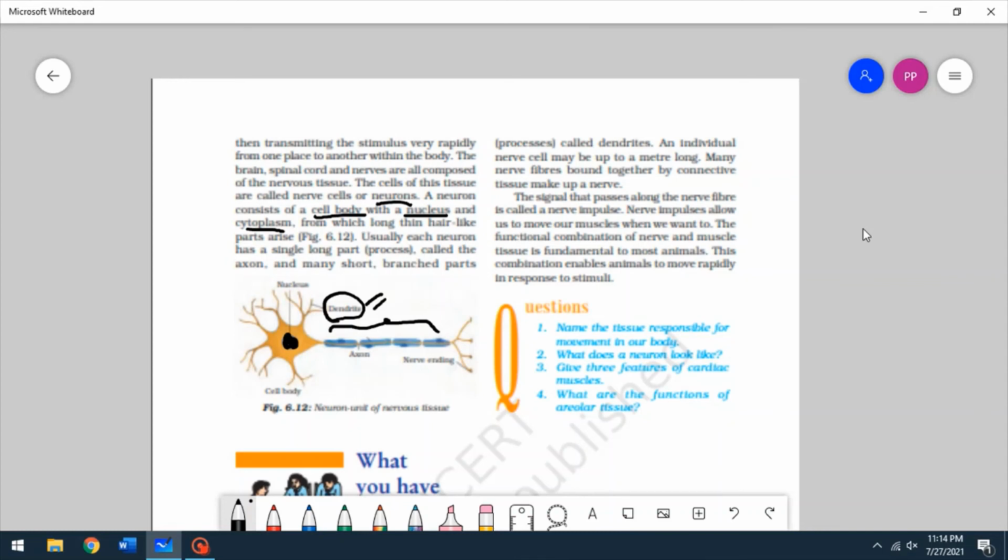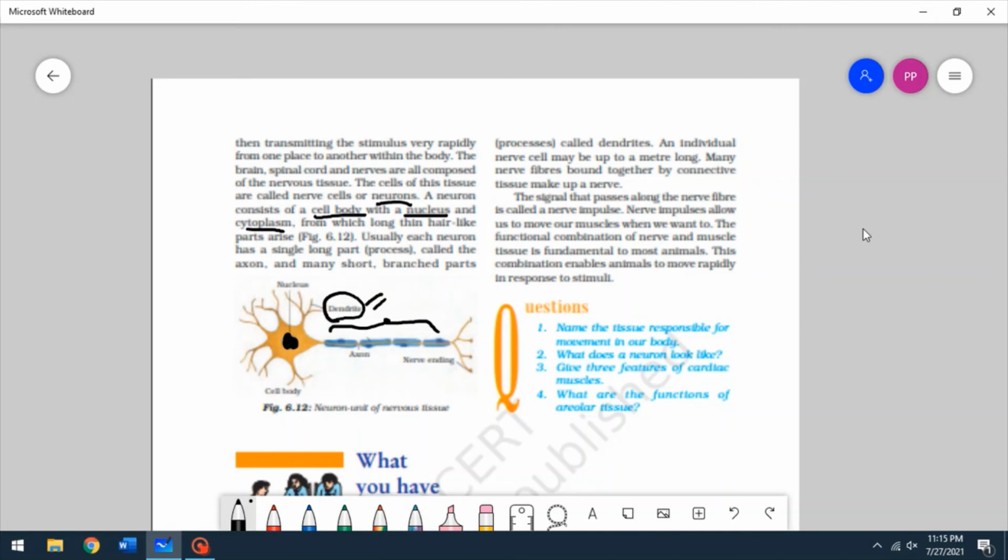And many nerve fibers bound together by connective tissue make up a nerve, alright? I think I said found together, but I meant bound together. Alright, so the signal that passes along the nerve cell is called a nerve impulse. So it's like an electric signal, and it's called an impulse.